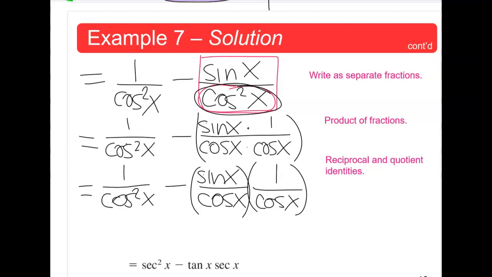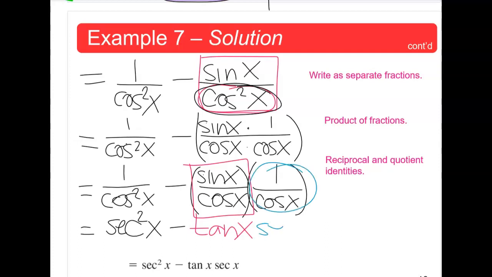Now we could use reciprocal identities for all. So the reciprocal of 1 over cosine square of x will be secant square of x. By the quotient identity, sine x divided by cosine x is tangent x. And then 1 over cosine x is the reciprocal, secant x. So that is our answer. We have all of them here: secant square, tangent x, and then we have secant x right there. And so there we have it. We rewrote the expression so that it didn't have any fractions.